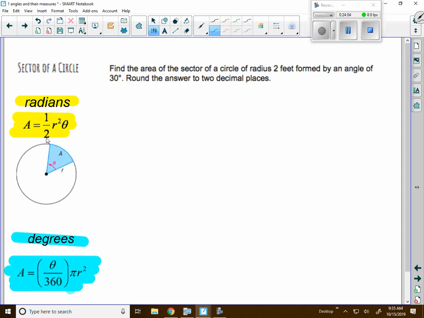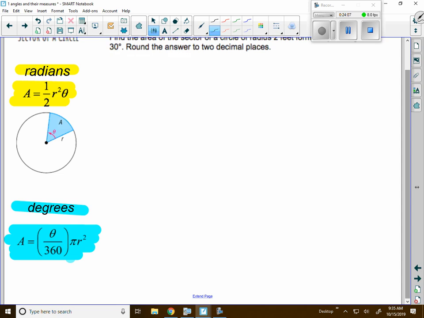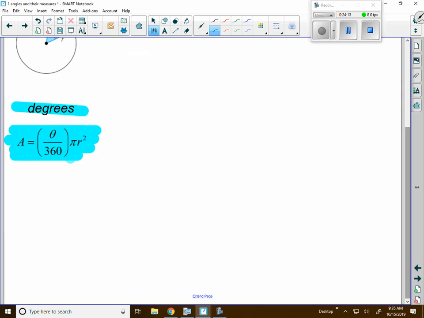Again, you are going to have a degree formula and a radian formula. So under your radian formula somewhere, go ahead and write your degree formula. You're going to need both. You're already given the radian formula. You need to write the degree formula somewhere on your paper so that you have that.